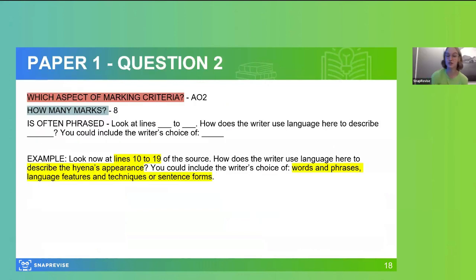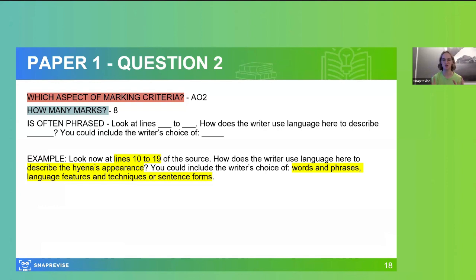So, moving on to question 2. This talks about AO2. Obviously, this is your analysis portion of the assessment objectives. It's worth 8 marks, so I would suggest finding maybe 3 or 4 quotes to then analyze. It is often phrased as something like, look at lines blank to blank. How does the writer use language here to describe blank? And then it often gives you examples of what you could be looking at.